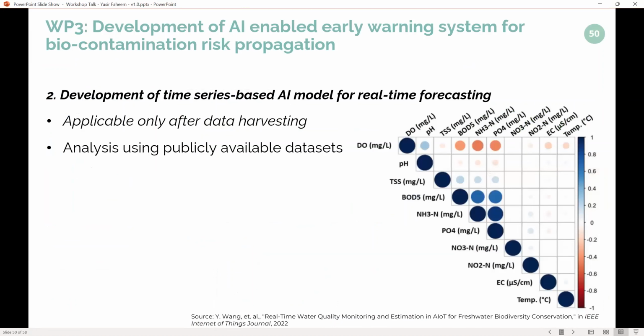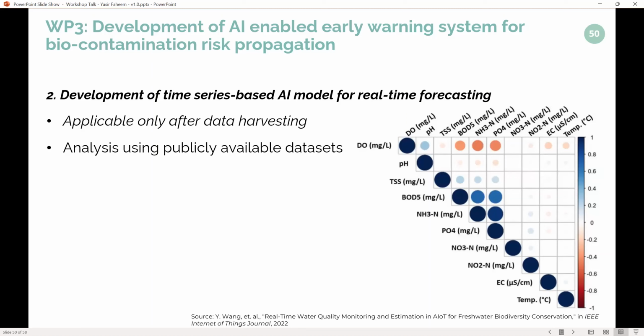Then comes the next and main part of the project: development of a time series based AI model for real-time forecasting. As I said earlier, some of the parameters can be acquired by sensors, and then there are some parameters that cannot be acquired by sensors, so lab tests have to be conducted. What we want to do is find correlation between parameters, for example, how temperature impacts pH level, which impacts the release of ammonia due to decomposition of organic material and release of ammonia by fish gills, and how they are correlated.